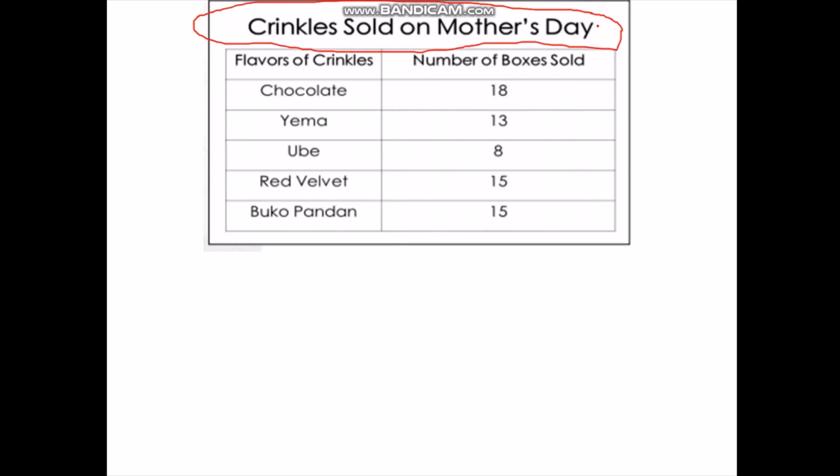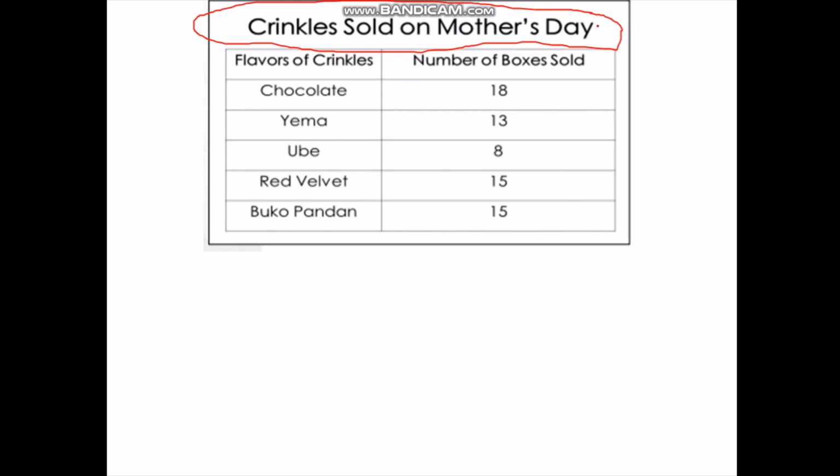It tells what the table is about. So now, look at the flavors of the crinkles. And then, look at the numbers of boxes sold. And then later, we're going to answer. So, chocolate, 18 boxes. Yema, 13 boxes. Ube, 8 boxes. Red velvet, 15 boxes.